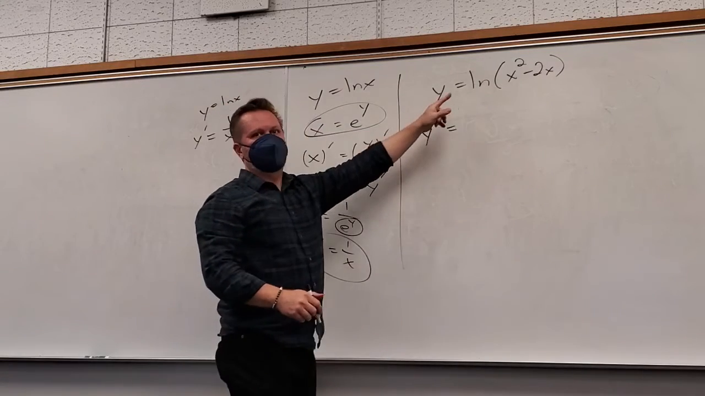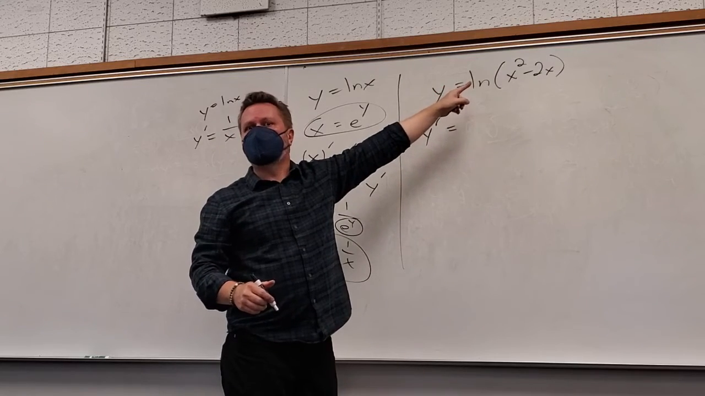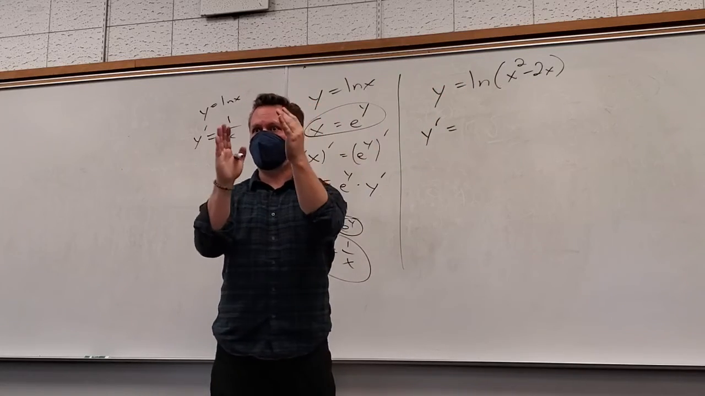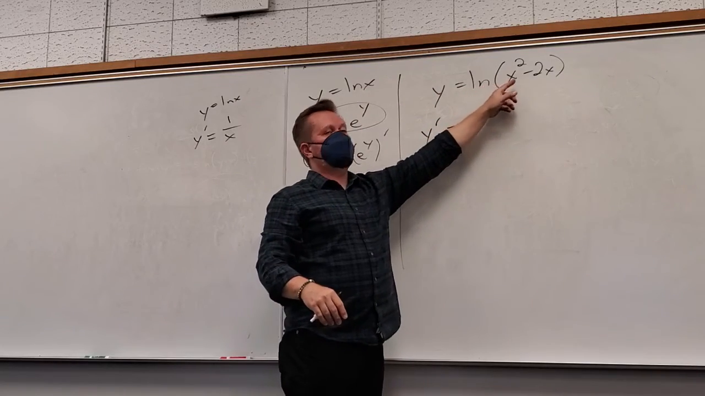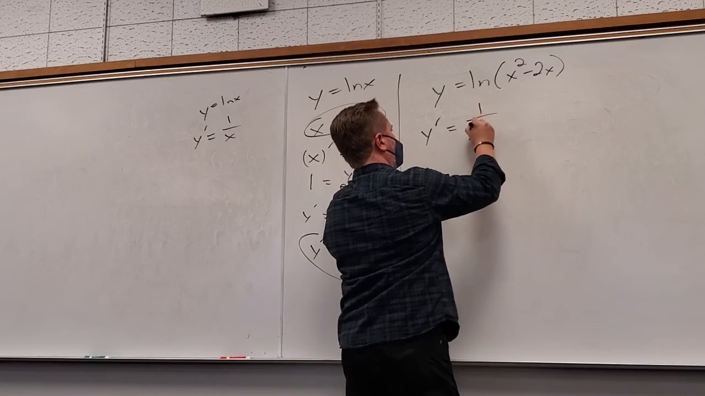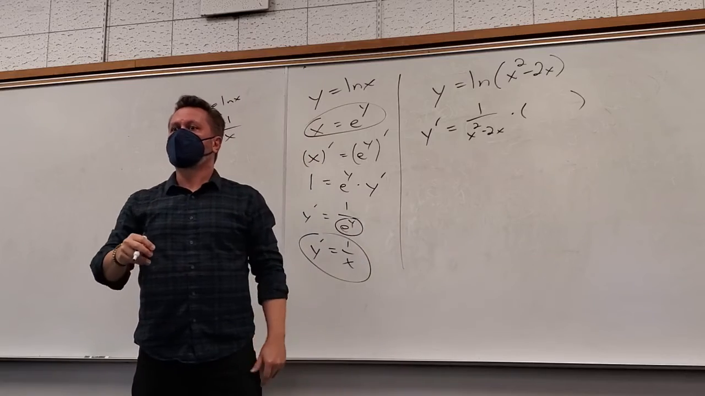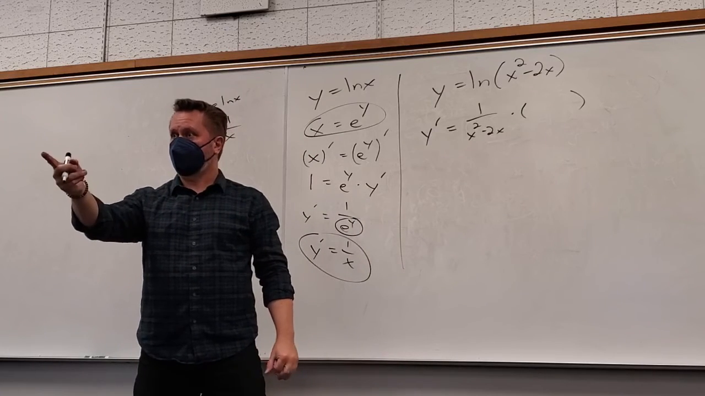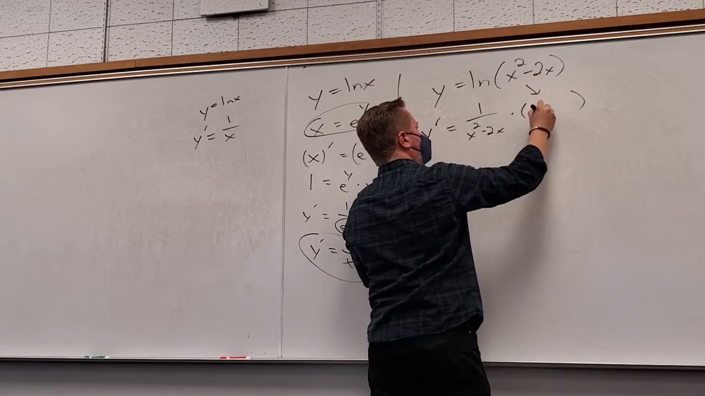So what's the outside function? ln, right? Natural log. What's the inside function? X squared minus 2x. So what's the derivative of ln of stuff? 1 over stuff, times derivative of stuff. Right? Chain rule, yes? Doesn't the inside get a turn? Isn't this just chain rule?